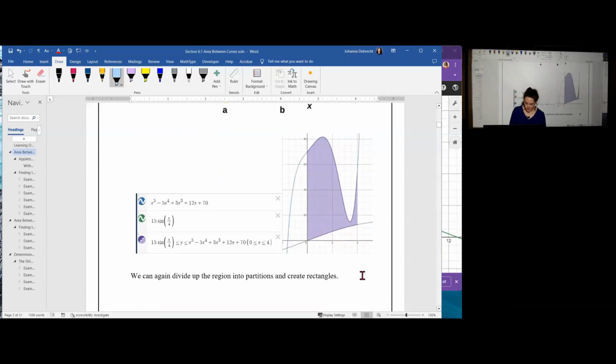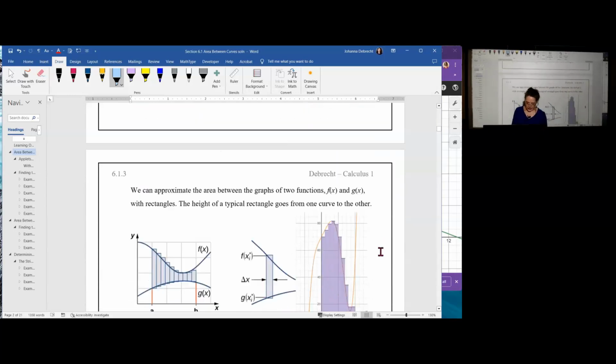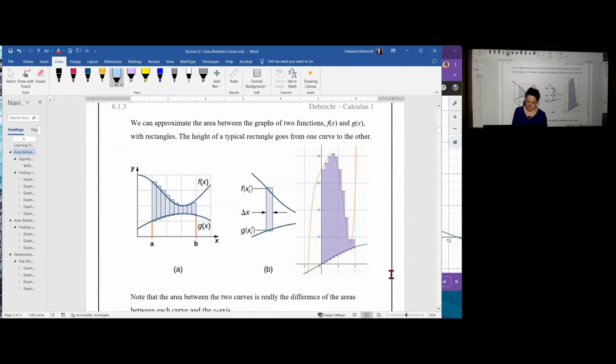There are several applets that I'll introduce you to that can help you to do this. In this particular graph here, we have a multiple of the sine function, and this, I believe, is a fifth-degree polynomial. And we want to know the area that's between the two. So when we're looking at this, we can take a look with some applets in order to approximate it.